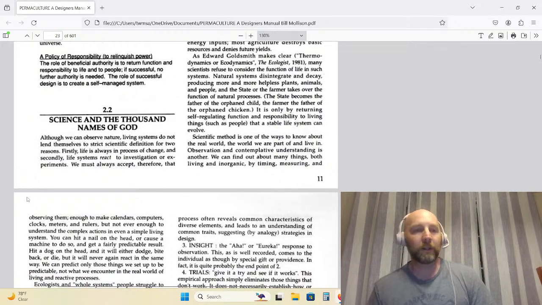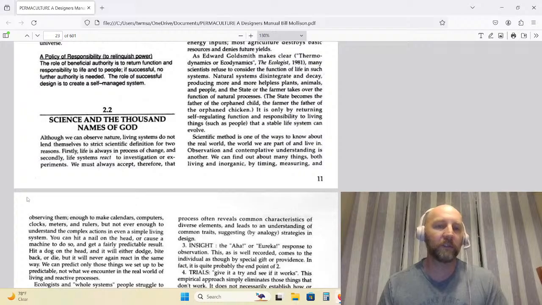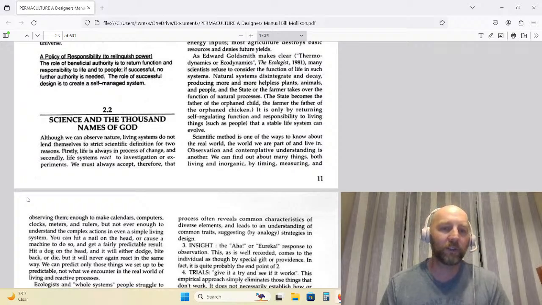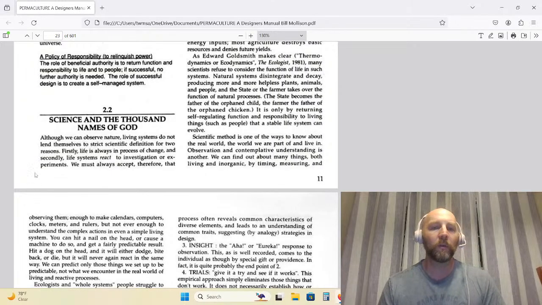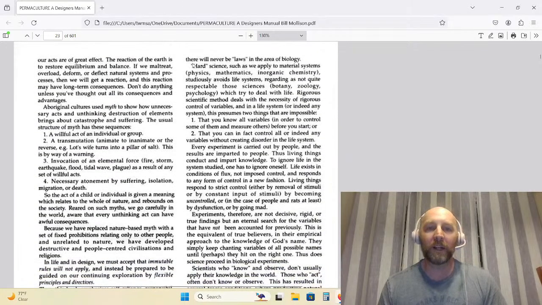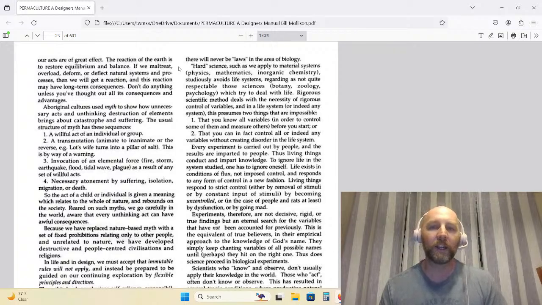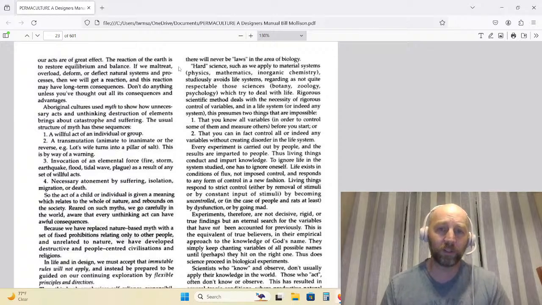Moving on to 2.2, here we go, Science and the Thousand Names of God. Although we can observe nature, living systems do not lend themselves to strict scientific definition for two reasons. First, life is always in process of change, and second, life systems react to investigation or experiments. We must always accept, therefore, that there will never be laws in the area of biology. Hard science, such as we apply to material systems, physics, math, inorganic chemistry, studiously avoids life systems, regarding them as not quite respectable to those sciences.